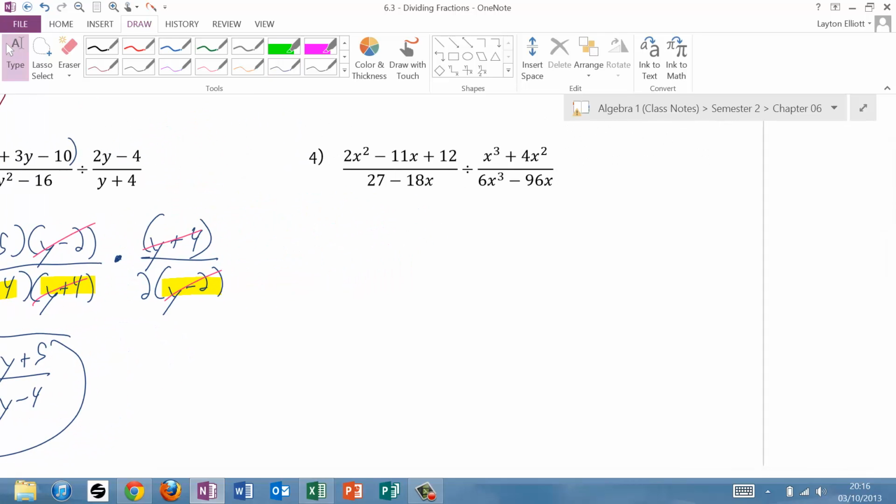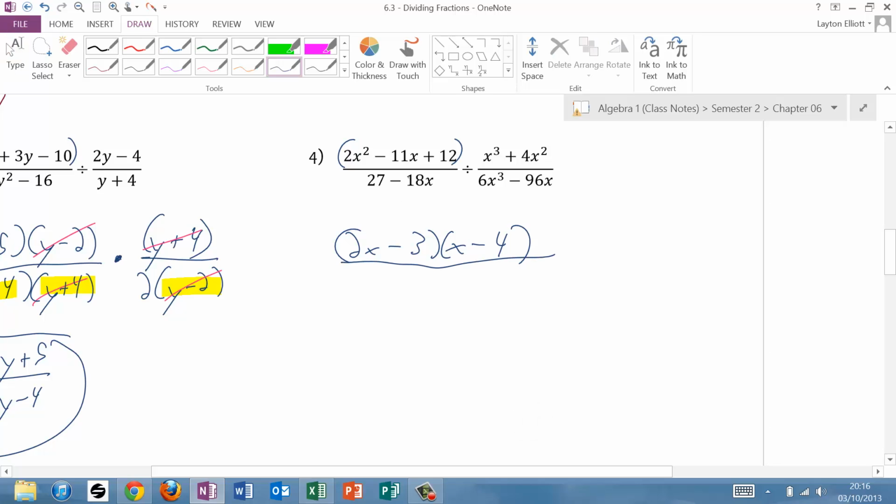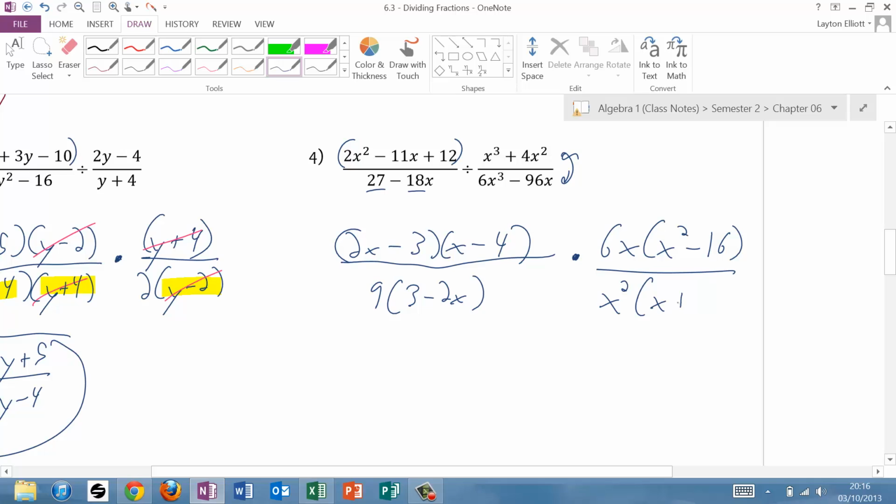Going to number 4, we want to cancel again, or sorry, factor first. So I'm going to factor this as 2x, and let's see, we want to get to 11, so I know this is going to be 2x and x with a minus minus. 4 times 2 is 8, plus 3 is 11, over, take out a greatest common factor, can take out a 9, and end up with 3 minus 2x. Like this multiplication, flip this fraction, take out a greatest common factor, so 6x. I'm going to end up with an x squared minus, that would be 16, over, and I have x squared times x plus 4.